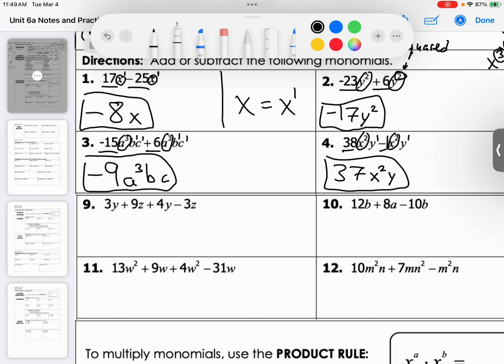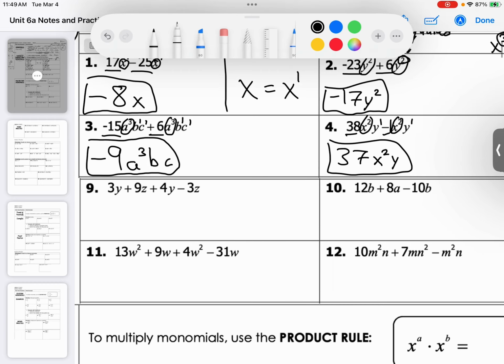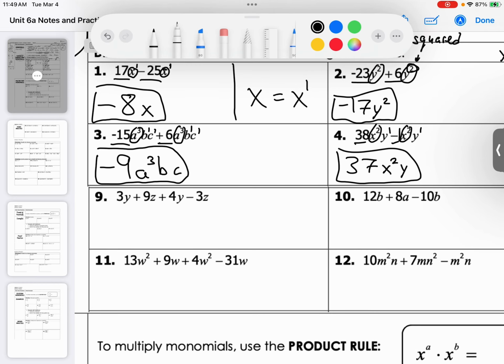So far, all of our monomials that we've been adding or subtracting together have had all the same variables and exponents. But if we look at a problem like number 9, I see that I have some terms that have y, like these two, 3y and 4y, but I also have some terms that have z. So these ones do not all have the same variable. We have two different variables. What I'm going to do is I'm going to combine the two that have y. These both have y to the first power. So the 3y and the 4y both have y to the first power. When I add those together, that would give me 7y. Then I have 9z to the first power and minus 3z to the first power. So they both have z to the first power.